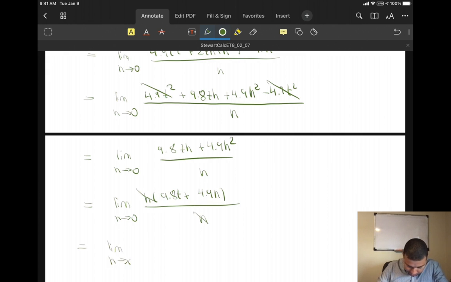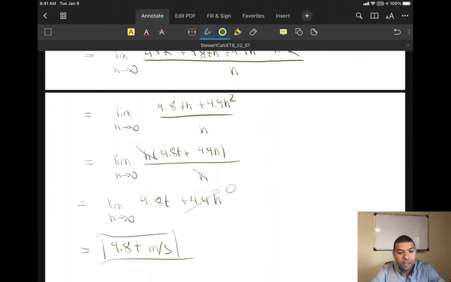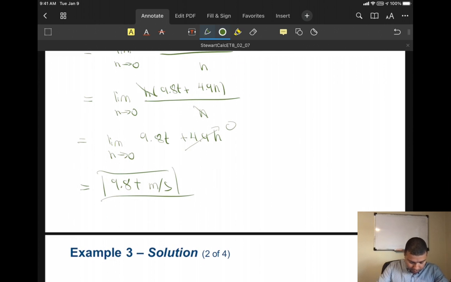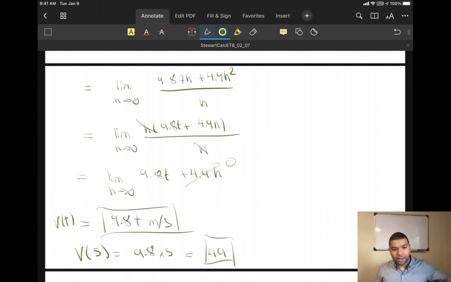Very last limit I'll ever write in this example. As h goes to 0, this becomes 0, so this is just 9.8t meters per second. Okay? There you go. Now, because they asked for 5, I can just plug in, so this is v of t. v of 5 is 9.8 times 5, which is 49. So that's a different way. You find v as a function of t first, and then you plug in as necessary.